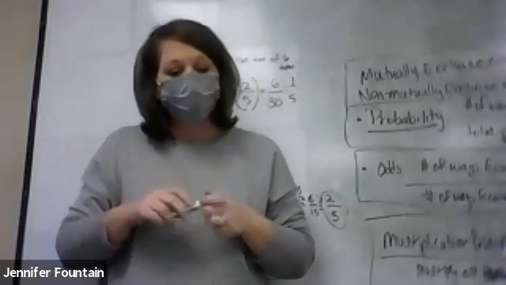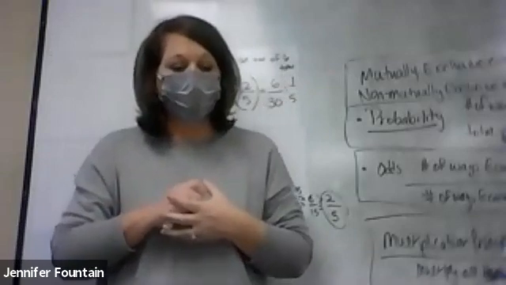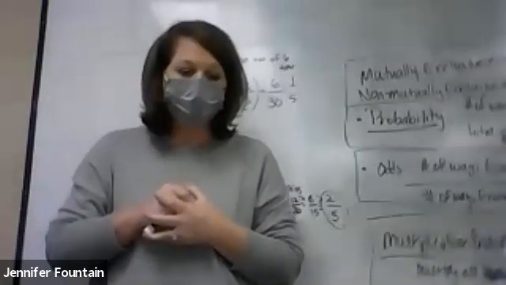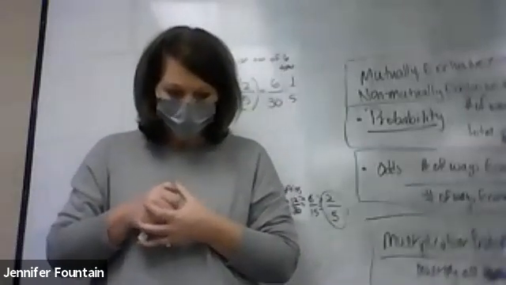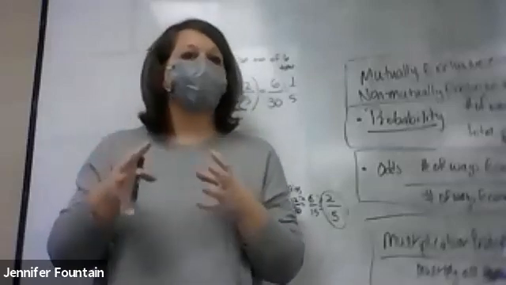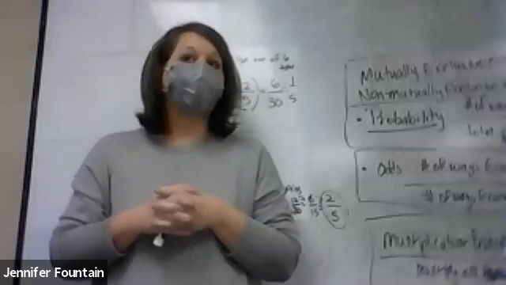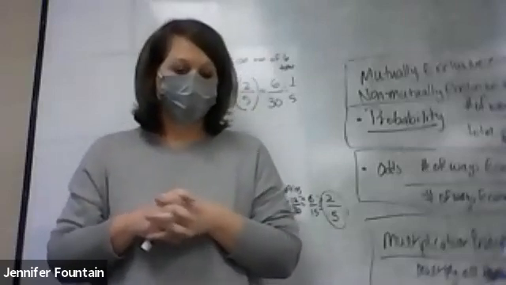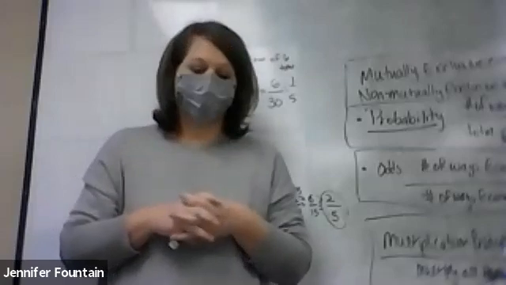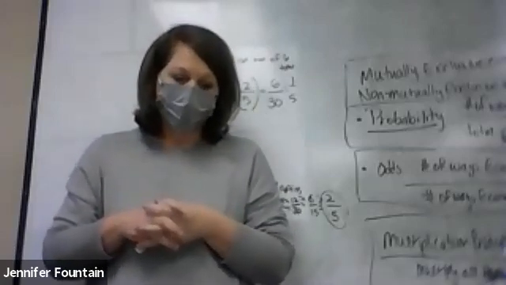Number 13, express as a decimal the probability of spinning green. So let's take a look. How much of my spinner is green? 1/4. So what is that as a decimal? 0.25. Good. So that's not letter A.